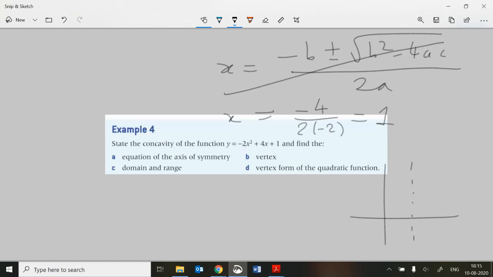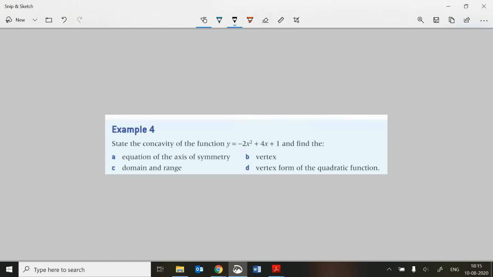I don't know where the roots are. I know that this is something like this, but I'm not sure where that is. So that's our line of symmetry of the graph. Okay, right, let's get rid of that. Let's look at part B.